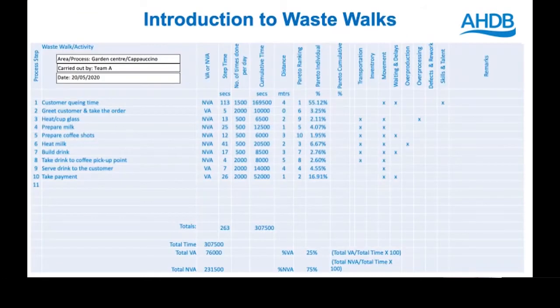We then talked about waste walks, and nearly all of you have started to do a waste walk now, where you capture the activities, the times, the distances, how often you're doing it, and then you use that to work out which parts of the process are consuming the majority of the resources, the majority of the time. So that's a waste walk. So it's just a way of documenting what you've found from your process map.